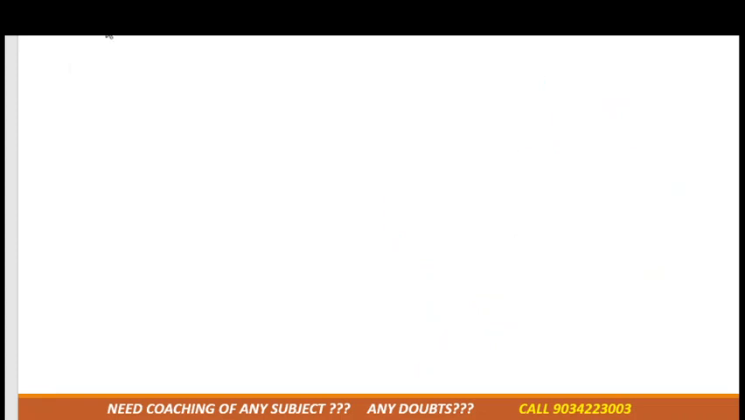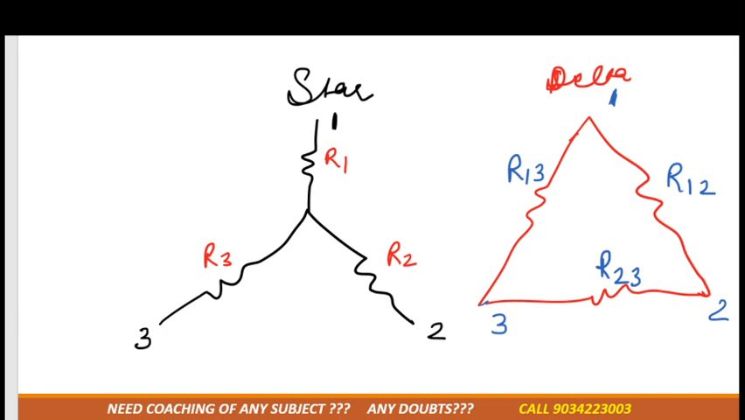In this we can convert star to delta and delta to star. We can convert easily from star to delta and delta to star. First I am telling you the delta to star connection. You just need to remember the formulas. Derivation is not needed. We have a delta connection and we need to convert it into star.